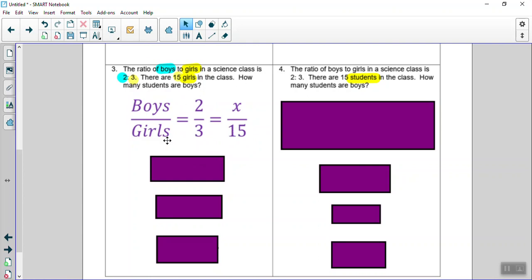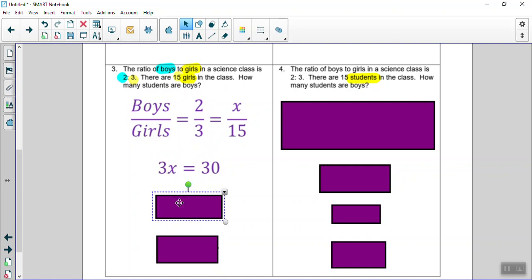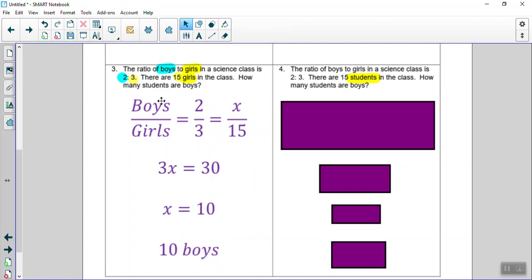Then this is actually a pretty simple one to cross multiply. You don't even really need a calculator. 3 times x is 3x. 2 times 15 is 30. Then to get x by itself, we divide by 3 on both sides, and we get x is equal to 10. Again, we want to put our units on it. We were solving for boys, so it's 10 boys. Pretty simple, easy multiplication and division. Boys to girls is our ratio.